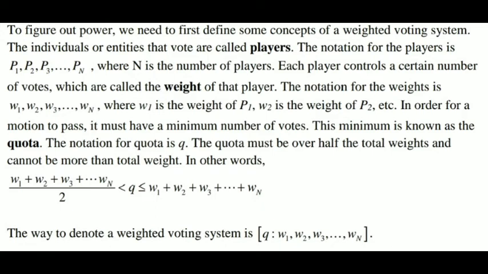To figure out power, we need to first define some concepts of a weighted voting system. P1, P2, P3, and so on are called players, or the number of players. The weights of the players are denoted W1, W2, W3, and so on. Now the notation for quota is Q. The quota must be over half of the total of the weights. So that is the formula.